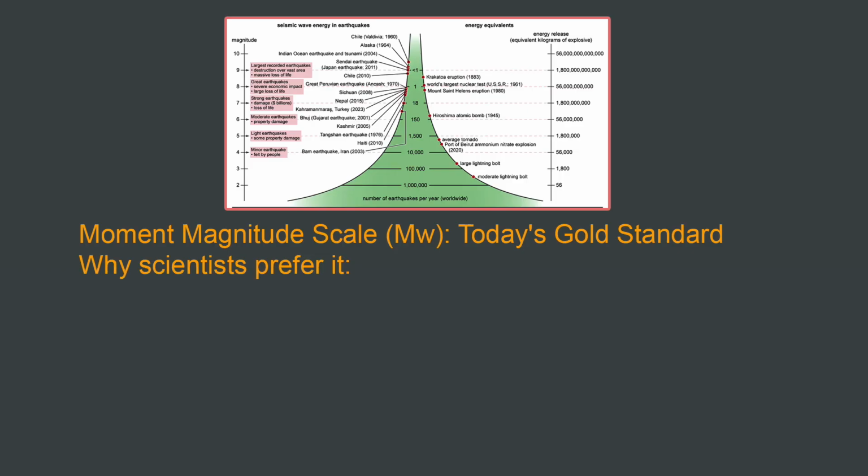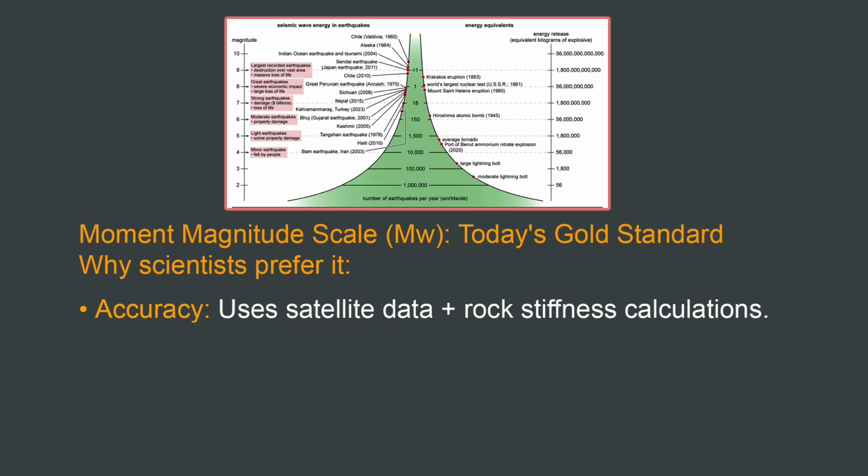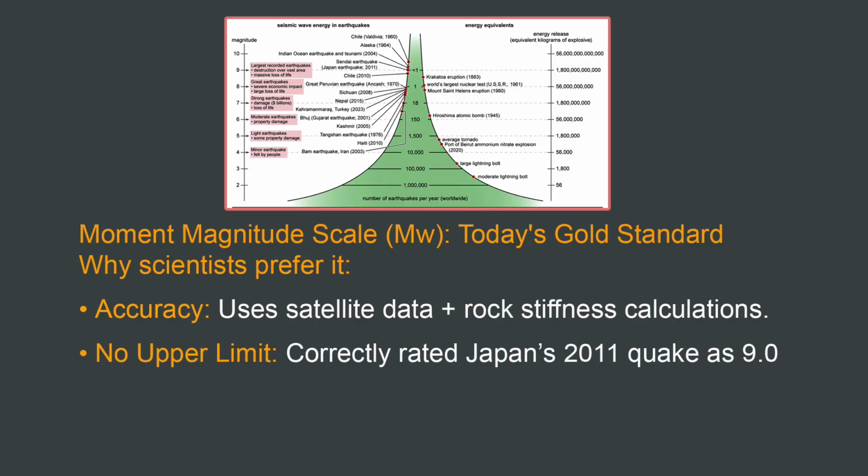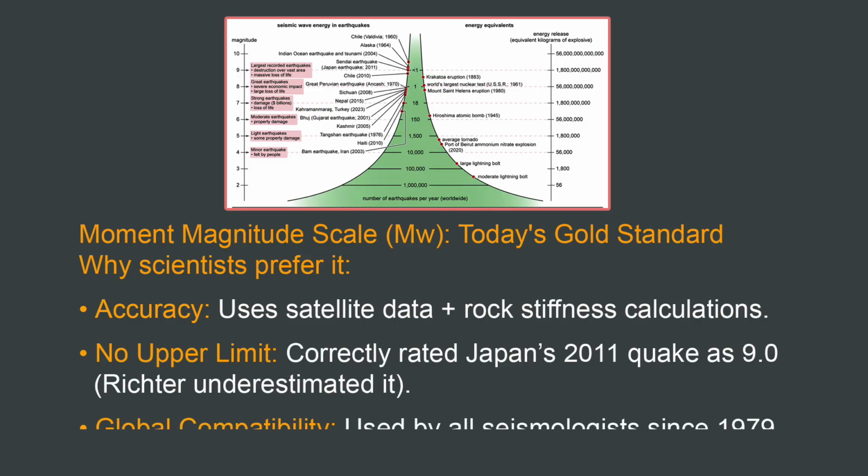Why do scientists prefer it? The first factor is accuracy. This uses satellite data plus rock stiffness calculations. There is no upper limit. It correctly rated Japan's 2011 quake as 9, which Richter underestimated. Global compatibility: used by all seismologists since 1979.